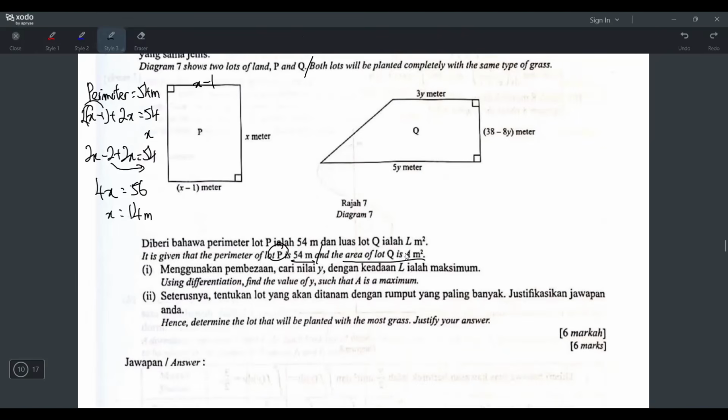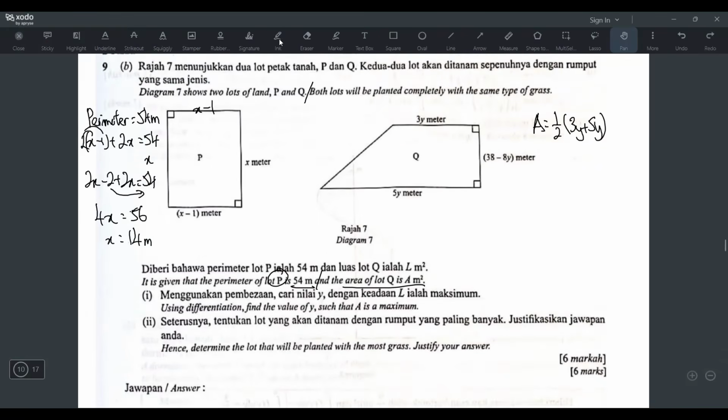So this one is Q, and they want you to use the big A to represent area. Okay, what's the area of Q? Trapezium. So 1 over 2 multiply with the sum of parallel sides, which is 3y plus 5y, and then multiply with the perpendicular distance between the two parallel sides. So 38 minus 8y.